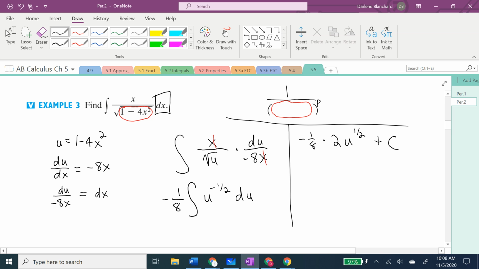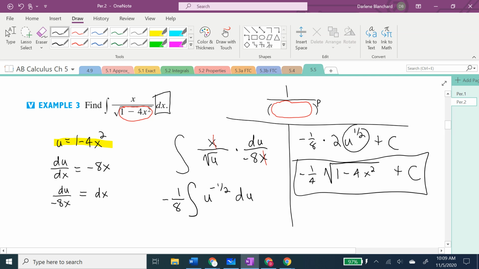I've got to remember to put a plus c. And I've got to remember to go back and plug in the choice of u back in. So I end up with a -1/4, and I'm going to change this to a square root of u, where u is 1 minus 4x squared. Ta-da! Good fun, huh?